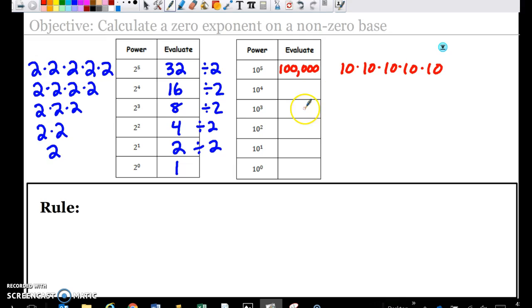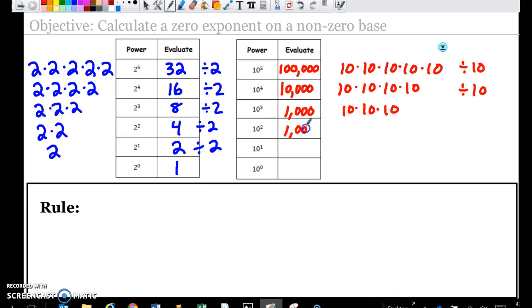To get to the next power below it, I only have 4 tens, so I have to divide by 10. It cancels 1 out, and now I have just 10,000. Divide by 10 again to get just 3 tens. I have 1,000. Then 100. Then divide by 10 again, 10. And again, if I divide by 10 once more, remember, I'm just dividing by 10 to get the smaller power. If I divide by 10 once more, 1.